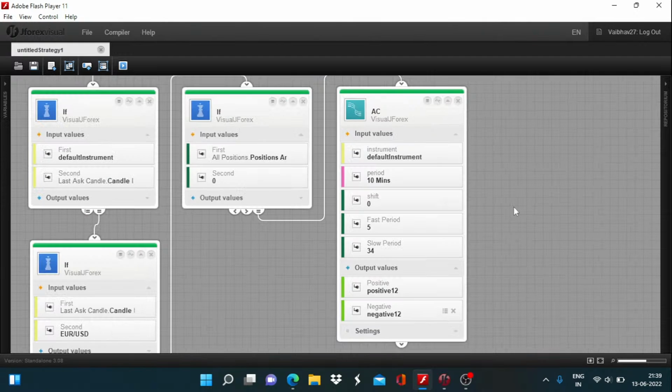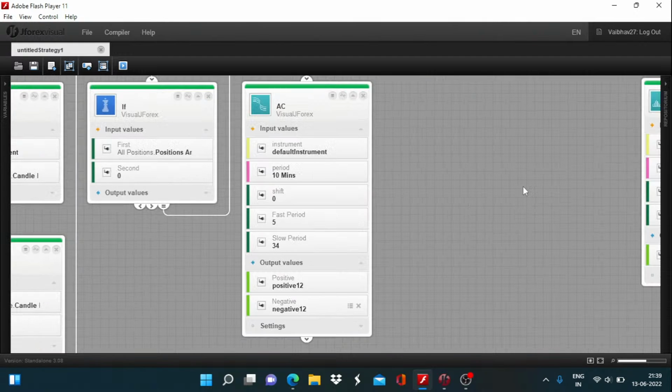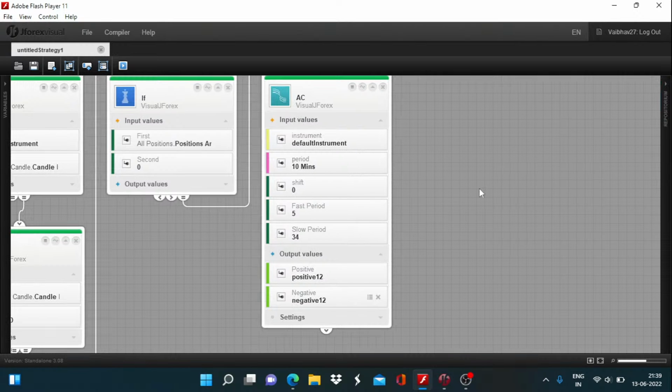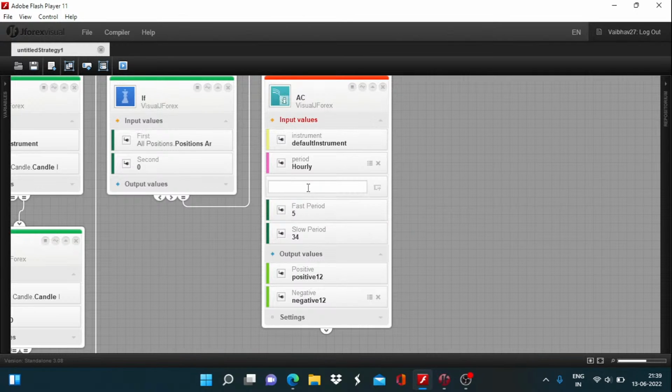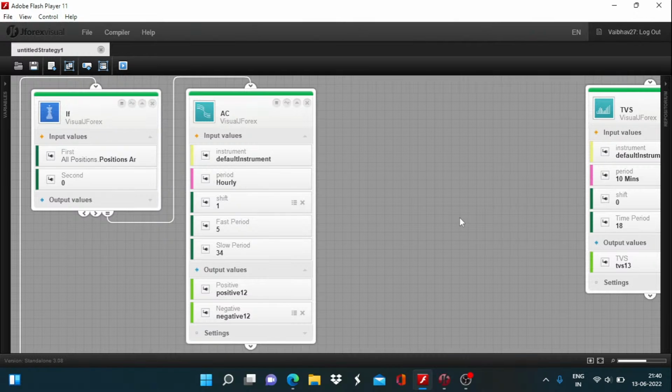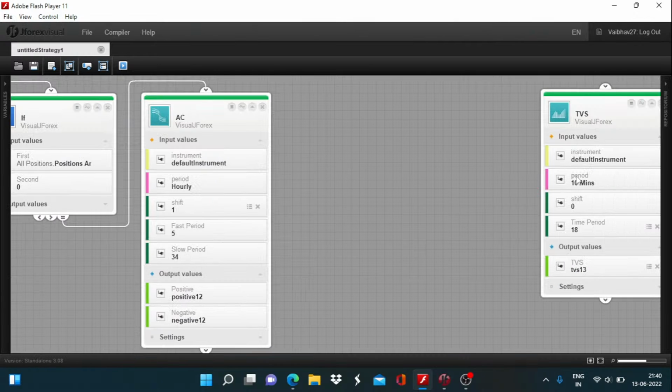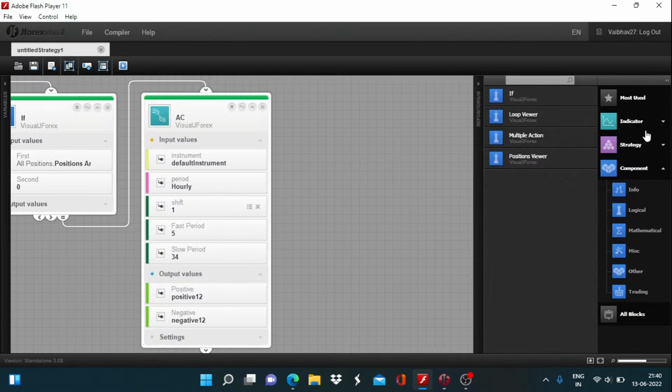Now let's come to the defining of these parameters for the acceleration deceleration oscillator. This will be changed to hourly. The look back period also needs to change, so this is going to be 1. We have to consider 3 hours output value for the acceleration deceleration oscillator, so I'm going to need to add 2 more of these.